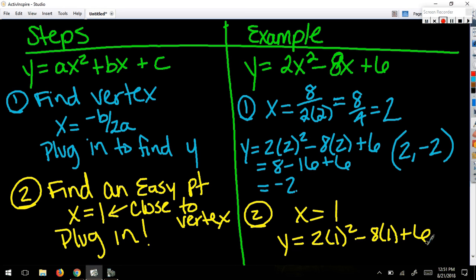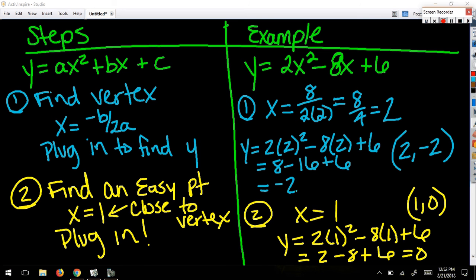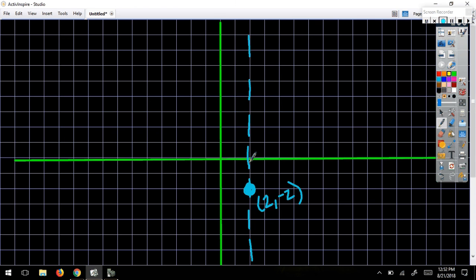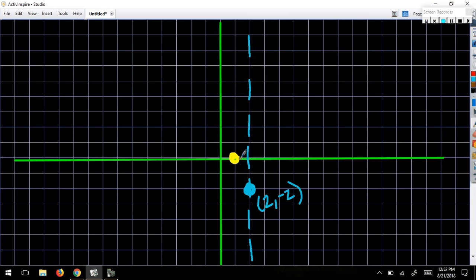Thank you. Exponents first, so 1 squared is 1 times 2 is 2 minus 8 plus 6. Left to right, 2 minus 8 is minus 6, plus 6 is 0. What are the coordinates of my easy point here? 1, 0. I'm going to give you just a second. All right, 1, 0. Now we're almost there, because in order to graph a good parabola, I need 3 points.